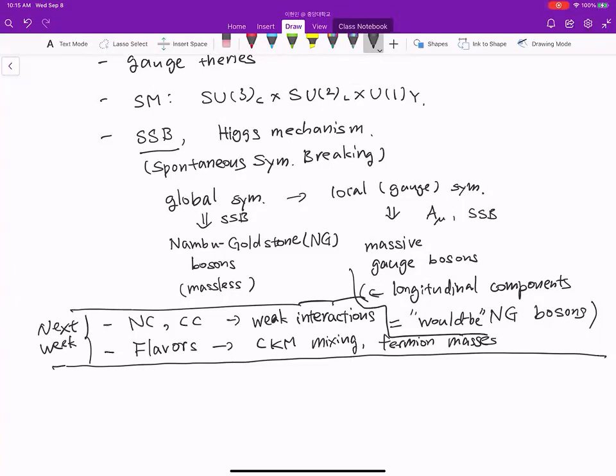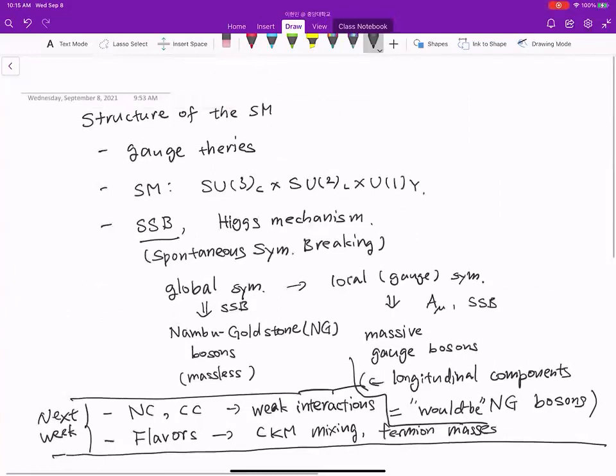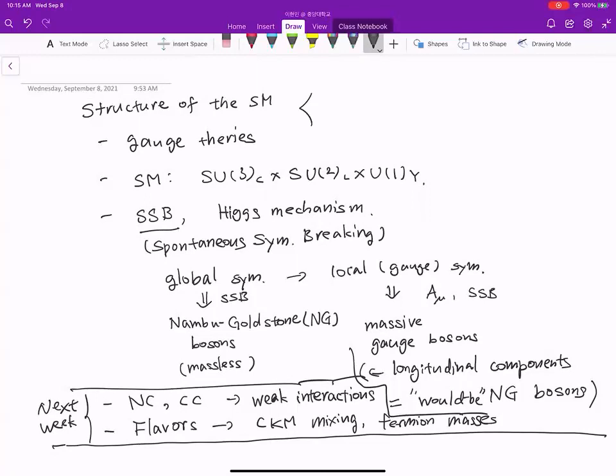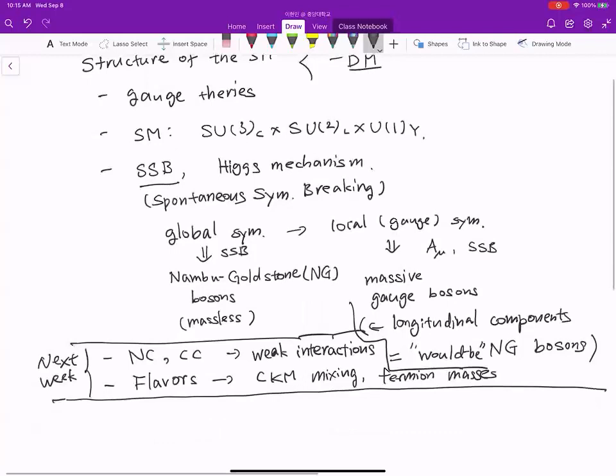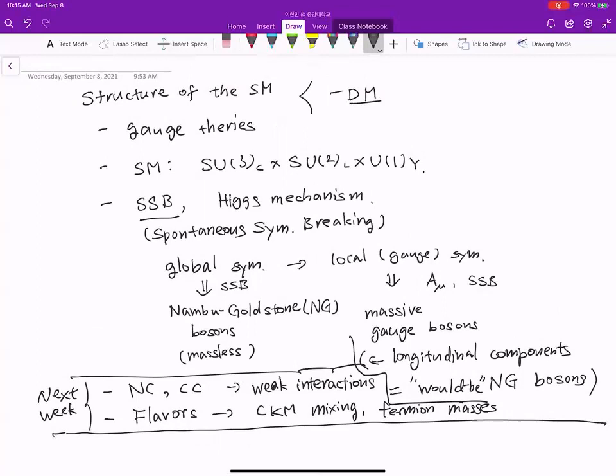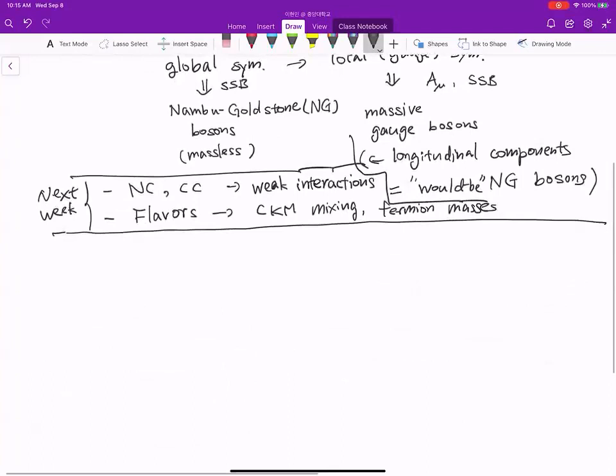So maybe before going into the details of the standard model, let me give you a brief introduction to dark matter. I'm not going to tell you the standard things like the galaxy rotation curve, etc. But I'm going to tell you what it is and the properties of dark matter. And maybe then we know what the content of the standard model is from the last lecture.